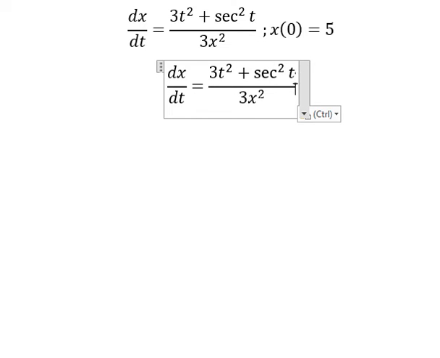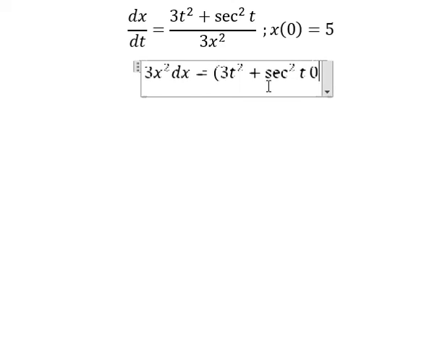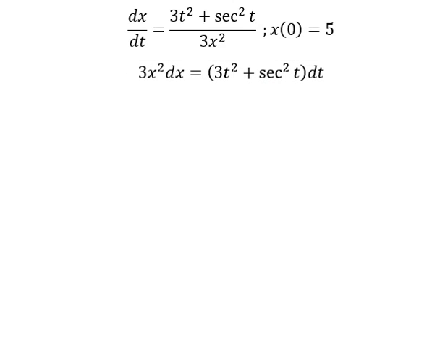dt I will put on the right, 3s squared we put on the left. Next, we put the integration for both sides.